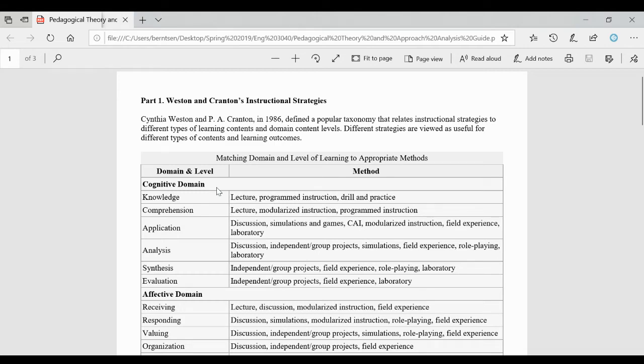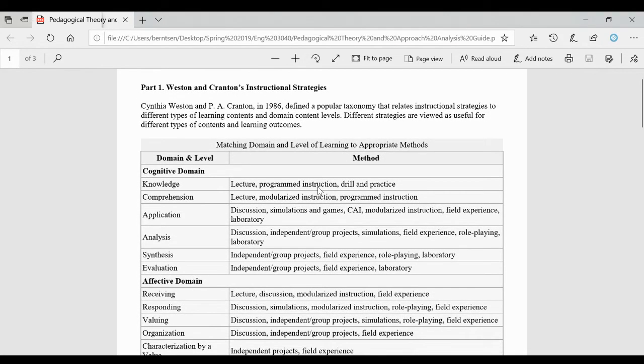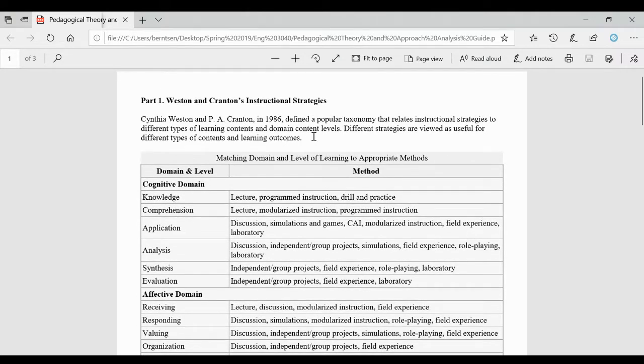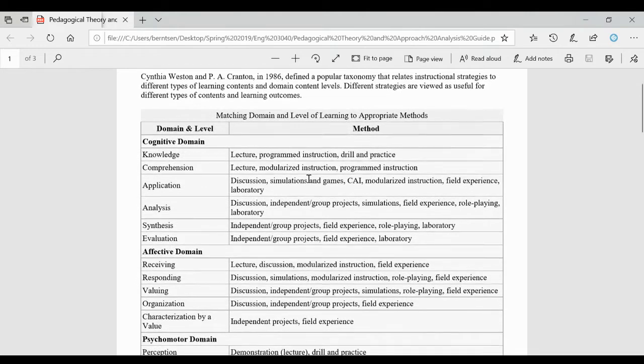Hello, everyone. Welcome to just a brief overview of a couple of different pedagogical strategies we'll be looking at for this week. One is Weston and Cranston's instructional strategies, and this comes from 1986, and they've basically defined a popular taxonomy that relates instructional strategies to different types of learning content and then domain content levels. So different strategies are viewed as useful for different types of contents and learning outcomes and so forth.